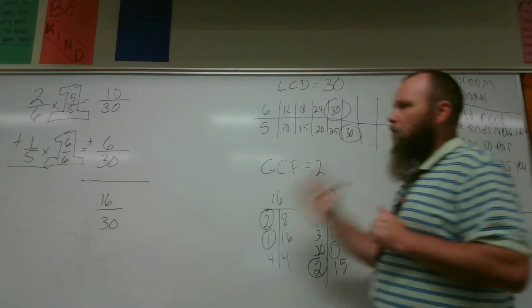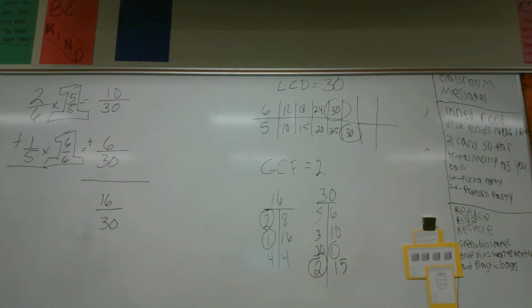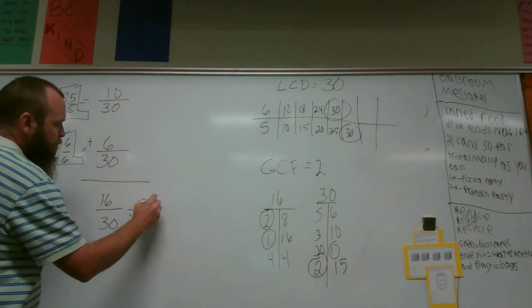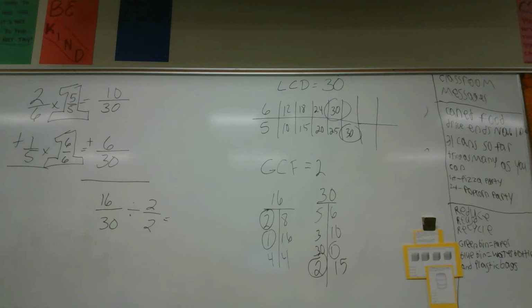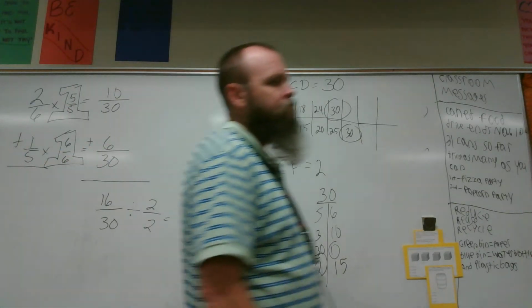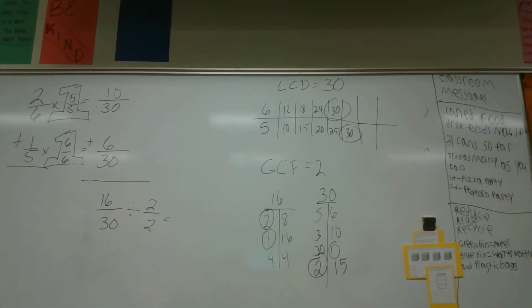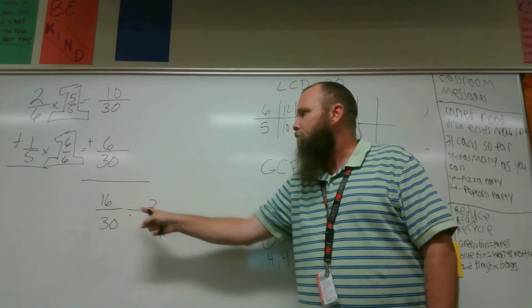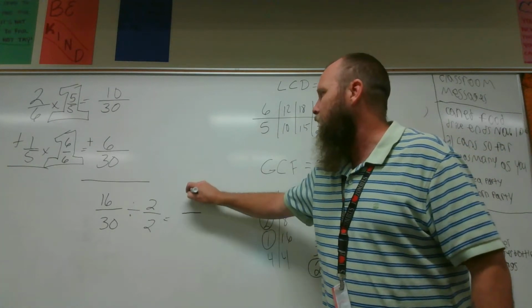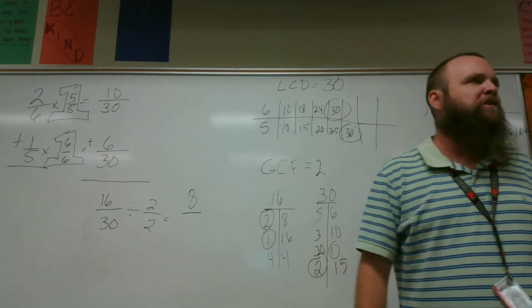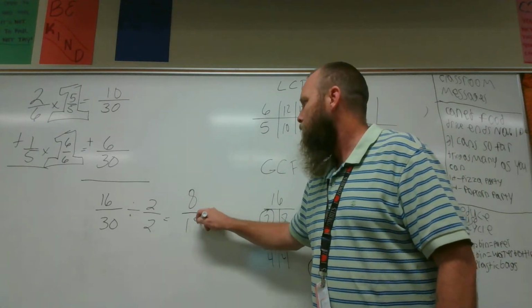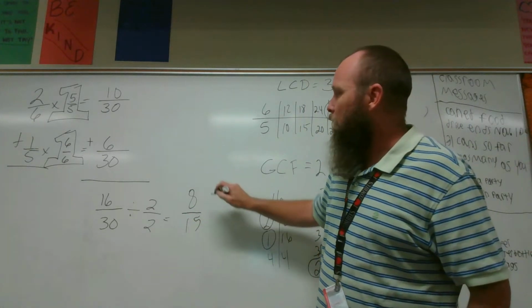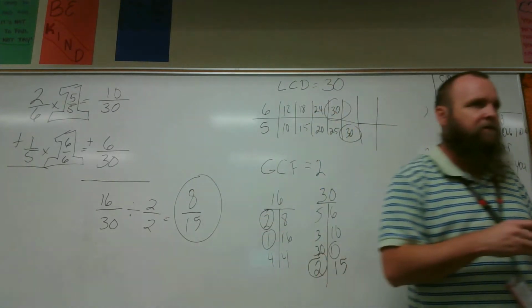Rainey, once I have found my greatest common factor, what do I do then? You do 16/30 divided by 2. Good. I divide both the numerator and the denominator by the greatest common factor. Chase Hope, 16 divided by 2 gives me what? 8. 30 divided by 2 gives me what? 15. The answer to 2/6 plus 1/5 is 8/15.